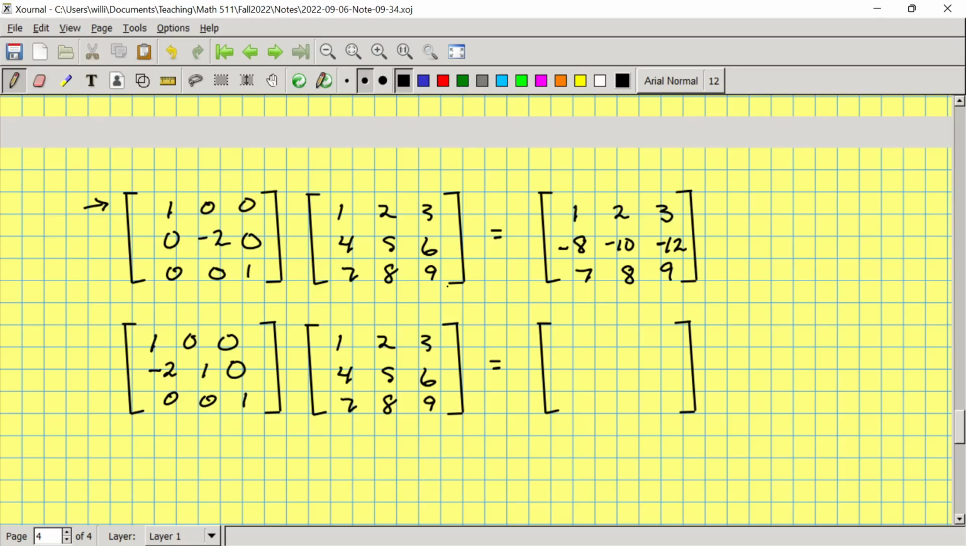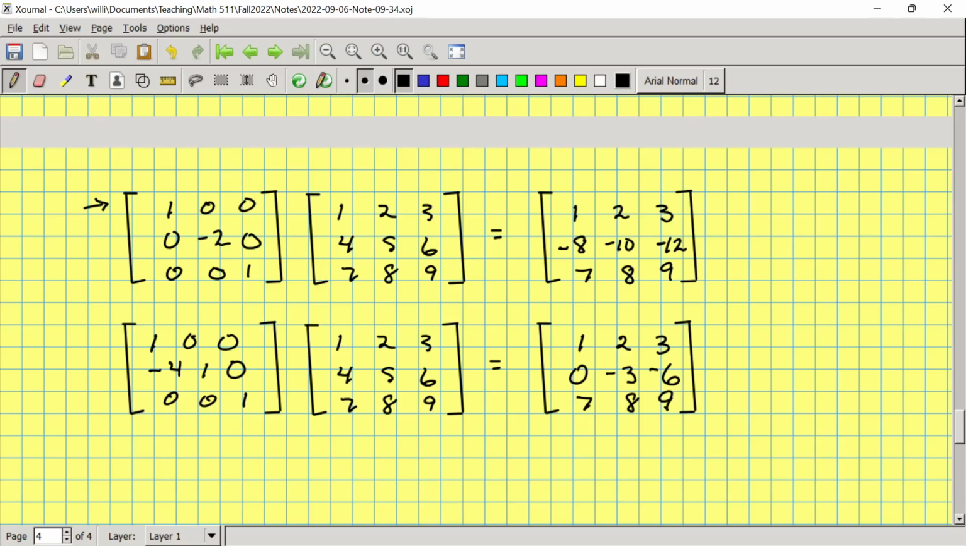So I didn't change the first row in the product, and I didn't change the third row in the product. But -4 times 1 is -4. -4 plus 4 is 0. -4 times 2 is -8, plus 5 is -3. And -12 plus 6 is -6.